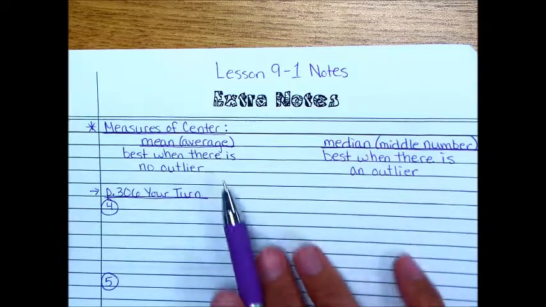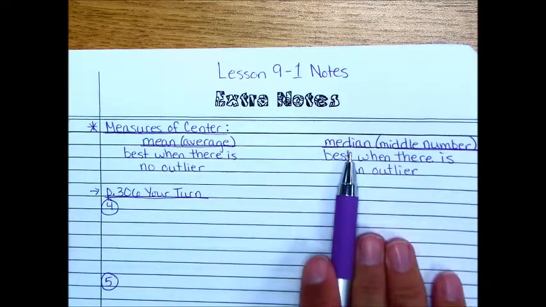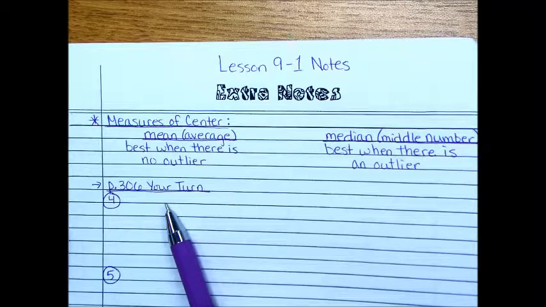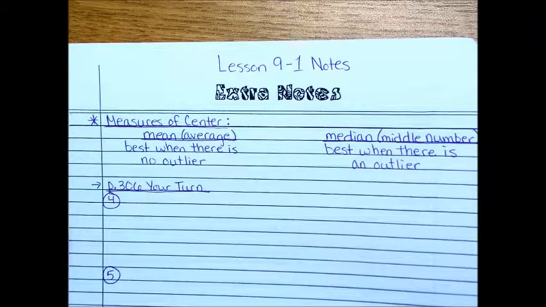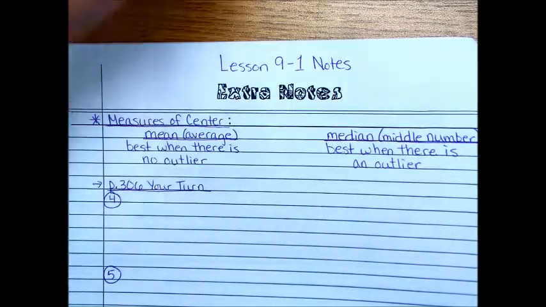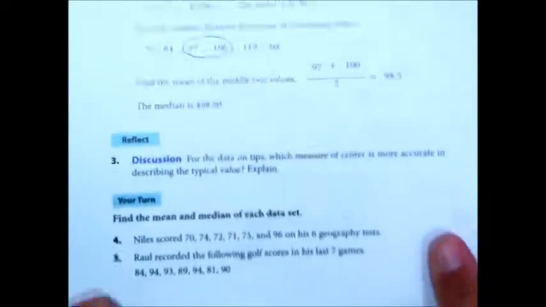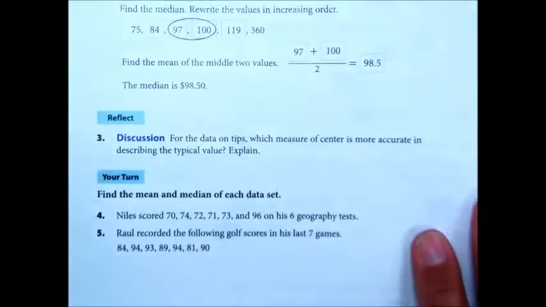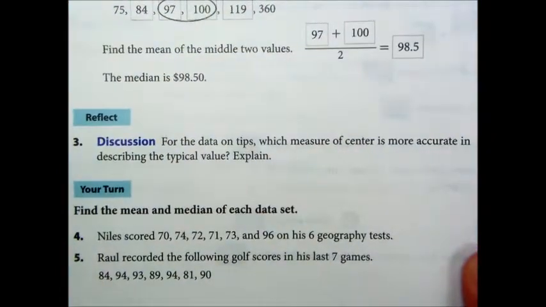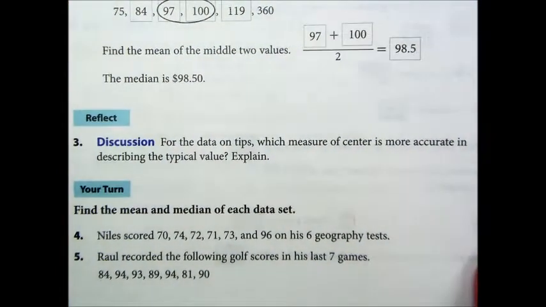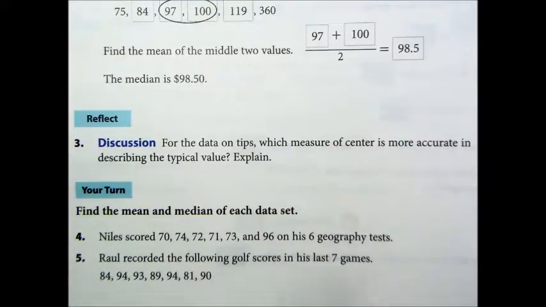Once everybody is done writing this down and ready to go, give everyone a moment to get to page 306 and find the Your Turn problems at the very bottom of the page. All it's going to say is find the mean and median of each set of data. You're going to see problems exactly like this in your homework.